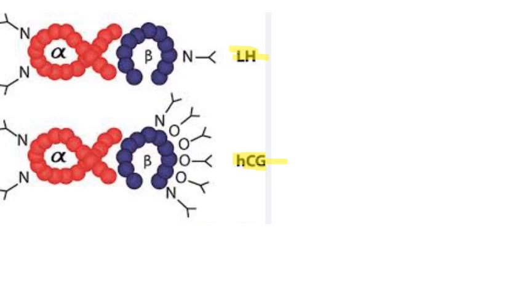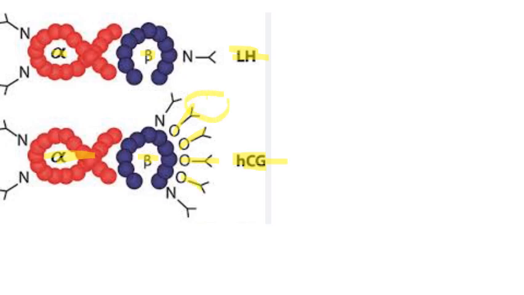Let's discuss the structure. Both have the alpha peptide chain, and HCG has the same alpha chain. Similarly, the beta chain is very similar in LH and HCG. So you can see the main difference is this thing. What is this? This is O-linked glycosylation, that is, an O-linked sugar group.